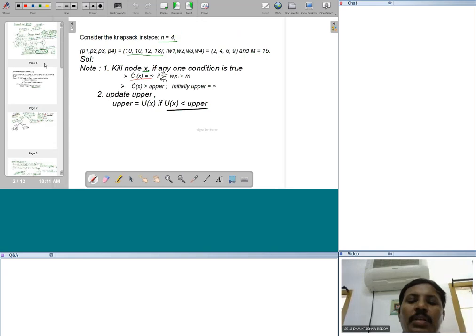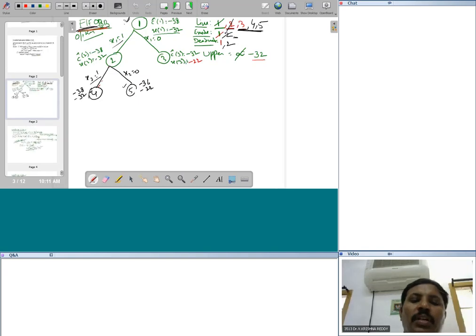Next one, second one, still based on these two conditions. What is the first condition? Any c cap value is infinity as of now? No. We get infinity when you are placing objects that exceed the maximum capacity of the knapsack. No. 38, 36 and 32.